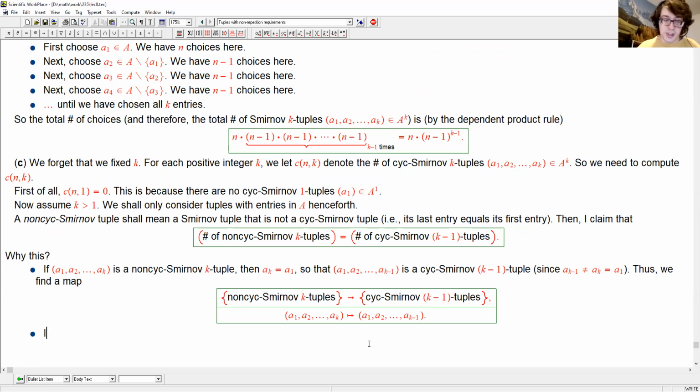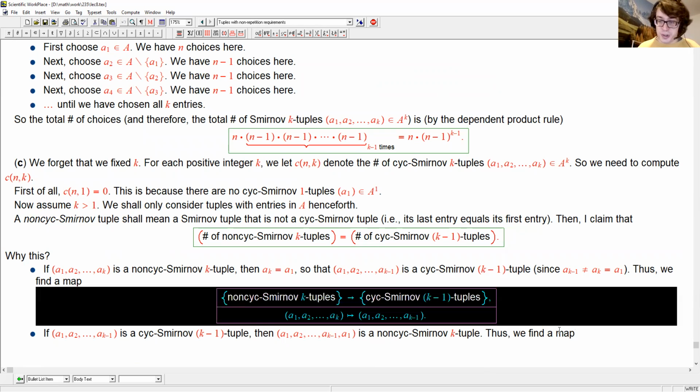Conversely, if you have a 6-Smirnov (k minus 1)-tuple, then if you just repeat the first entry at the end, so you reinsert the first entry at the end, the claim is that this is a non-6-Smirnov k-tuple. I'll let you think about it, it's pretty easy. Thus, we find a map in the opposite direction.